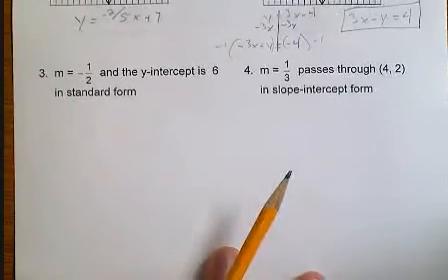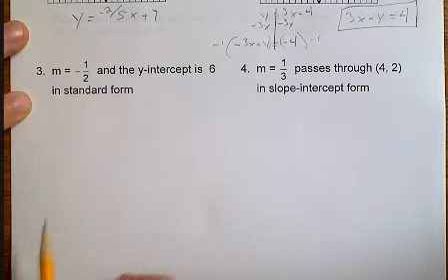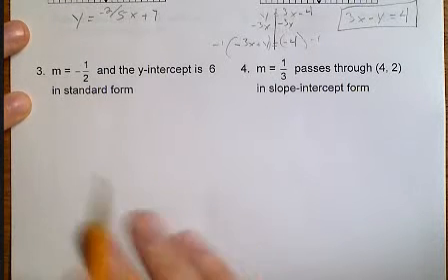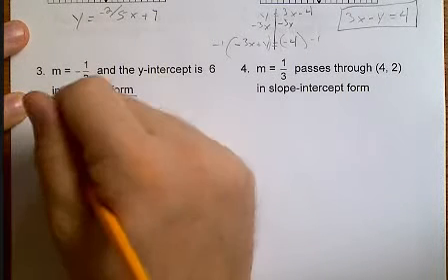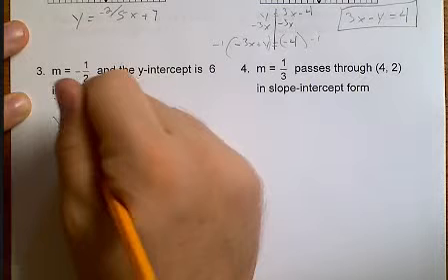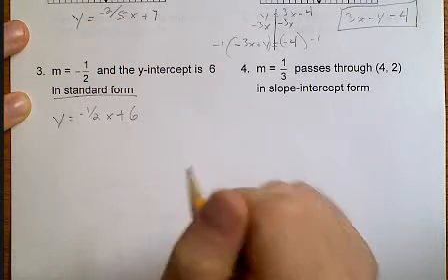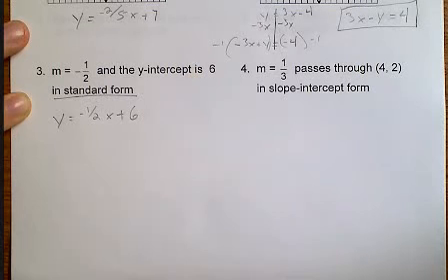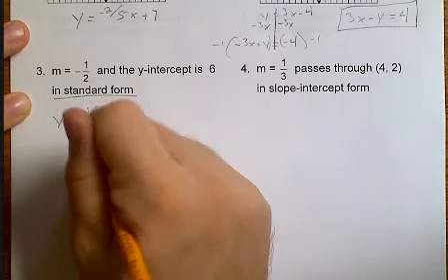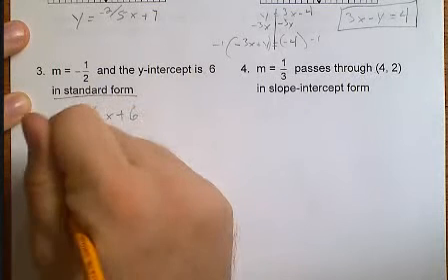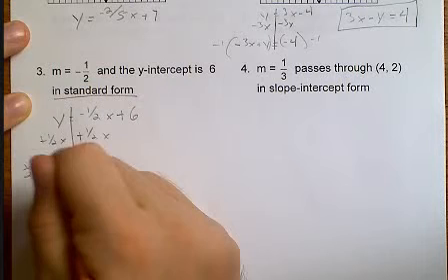Now time for number 3. Here we have that m equals negative 1/2 and the y-intercept is 6. They want it in standard form. We start with slope-intercept. y equals negative 1/2 x plus 6, because that's what b stands for. And now we've got to move everything over. We're going to add 1/2 x to both sides. We get that 1/2 x plus y equals 6.